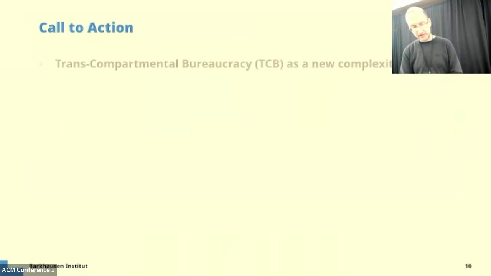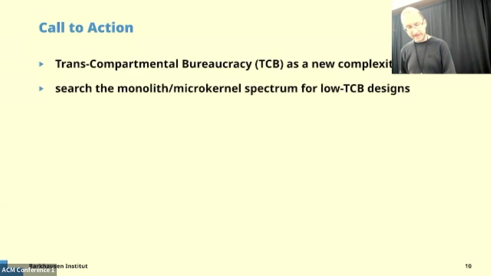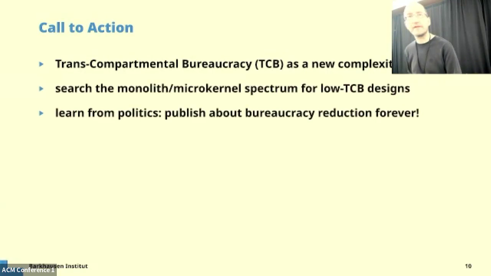So let me conclude the talk with a call to action. Let's establish this metric, transcompartmental bureaucracy, as a new way to measure complexity, and then go ahead and search the space of, for example, the monolith and microkernel design spectrum for the lowest TCB design. And then finally, take a lesson from politics and publish here at ASPLOS about bureaucracy reduction forever. Thank you.